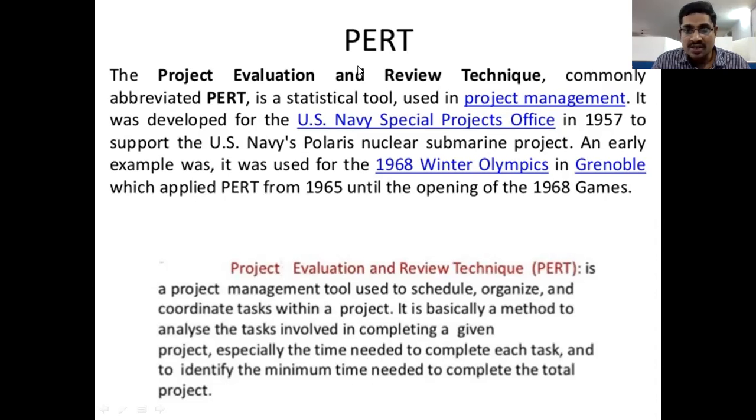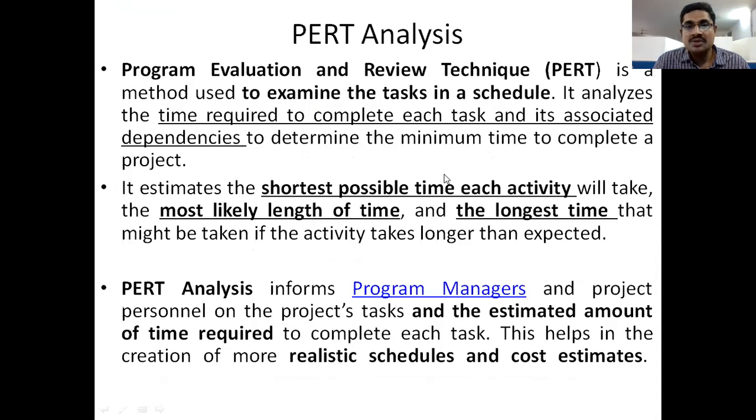In this Project Evaluation Review Technique, we use three types of timings. The shortest possible time is called the optimistic time. The most likely time means the normal time. And the longest time means the pessimistic time. We use three types of timings because we don't know the exact time for each and every activity. That's why we use short time, normal time, and long time for each activity.